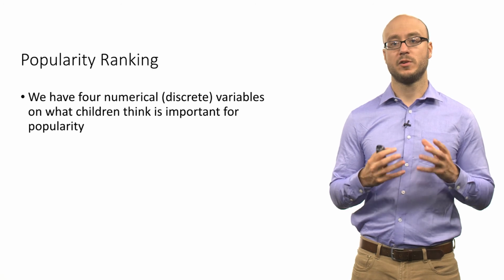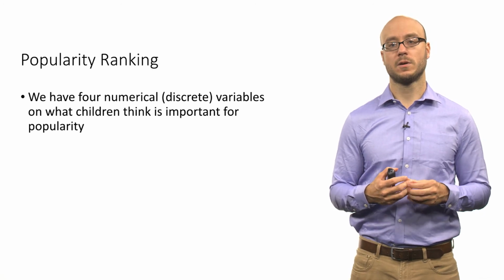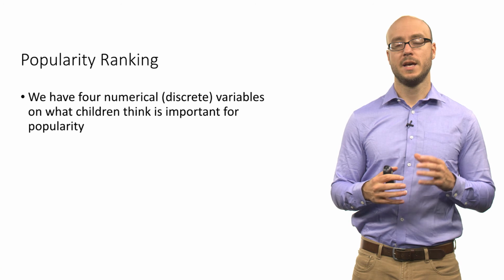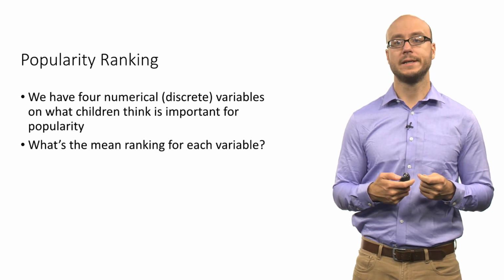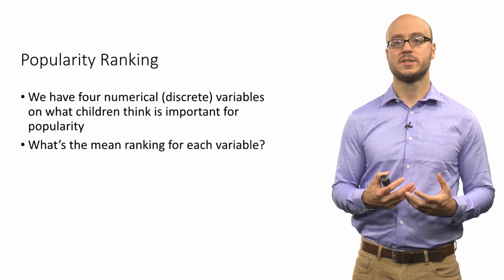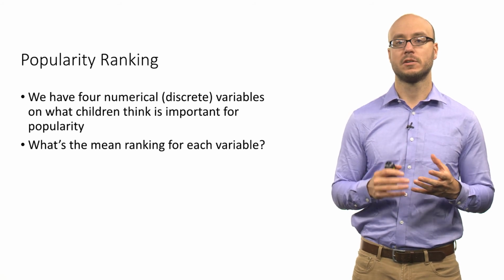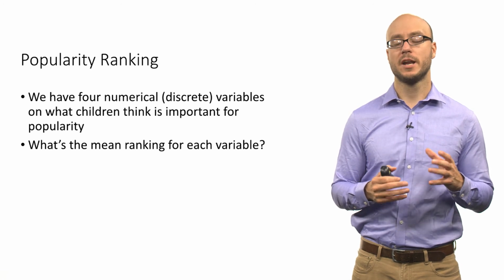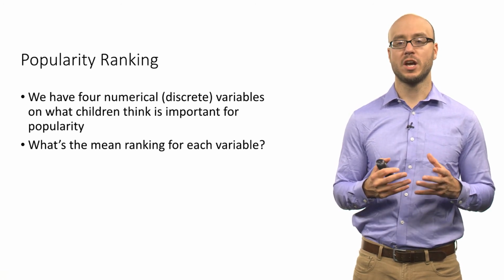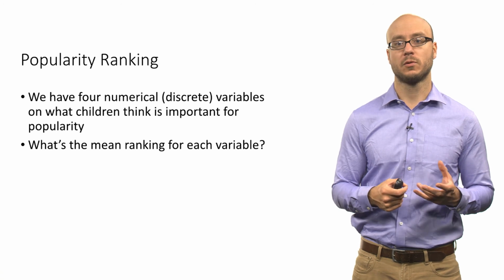Now, let's look at our actual example of popularity in this elementary school. If you recall, in this data set, we have 4 numerical discrete variables, and these variables have to do with what children think is important for popularity. A natural question is, for each variable, grades, looks, money, and so forth, what is the mean ranking for each variable? In other words, what do students think on average is important for being popular?